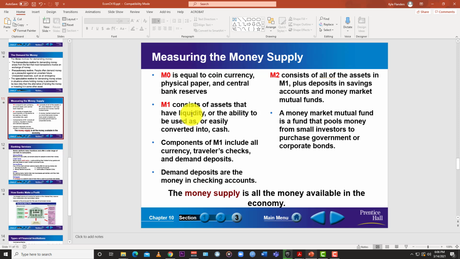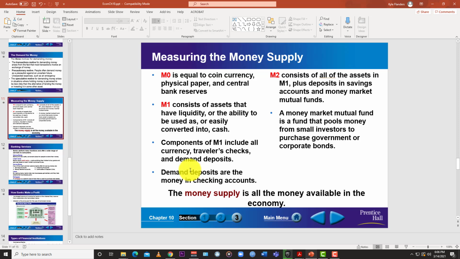Break it down. So M1 consists of assets that have liquidity, or the ability to be used as or easily converted into cash. Components of M1 include all currency, traveler's checks, and demand deposits.